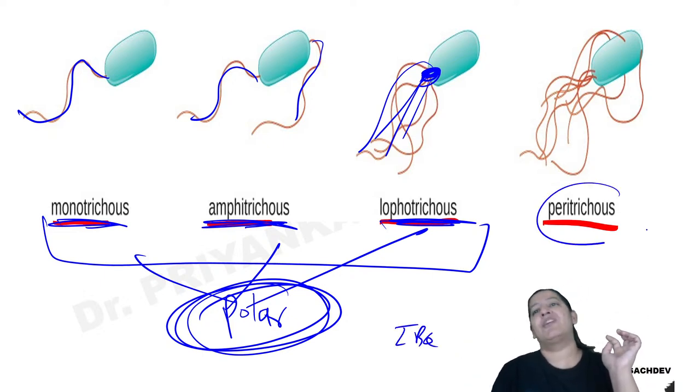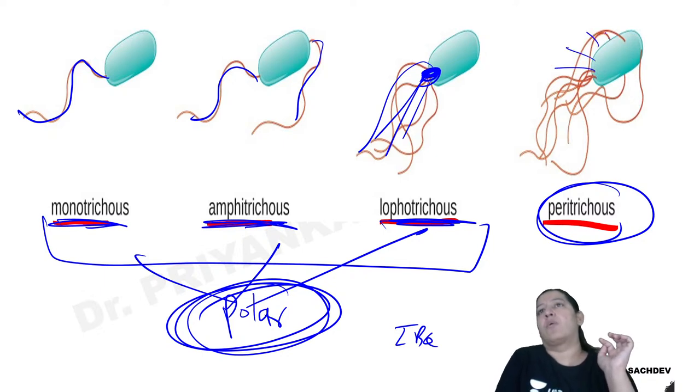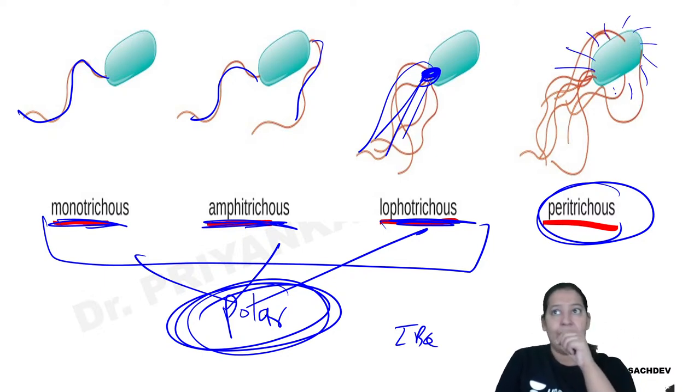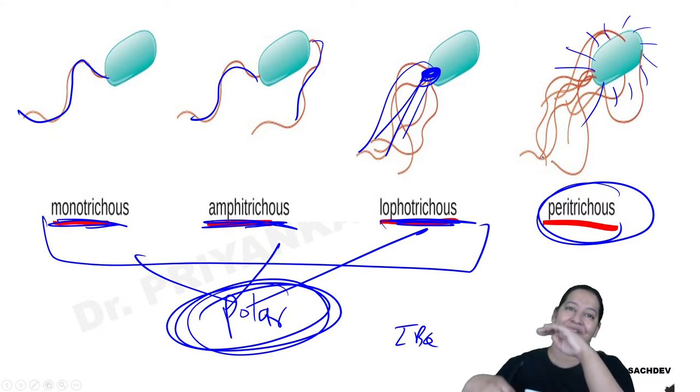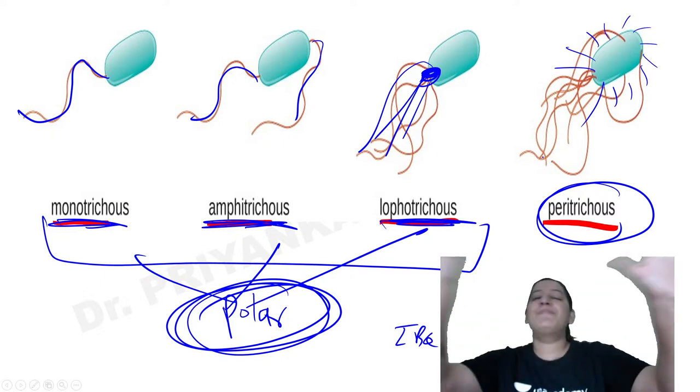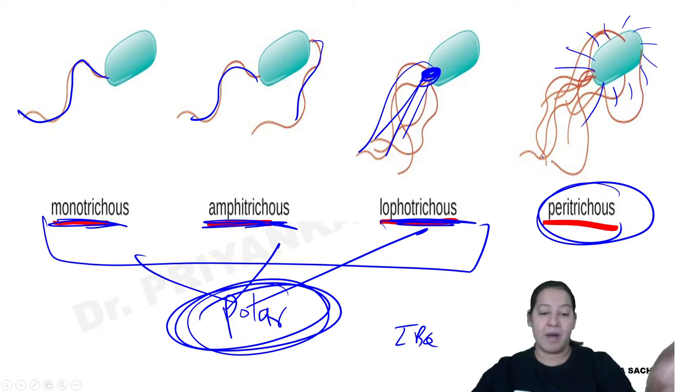The other type is peritrichous. In peritrichous, flagella are all around, not only at the pole. It is all around the bacteria. So all these bacteria are motile. Listen, all of them are motile.